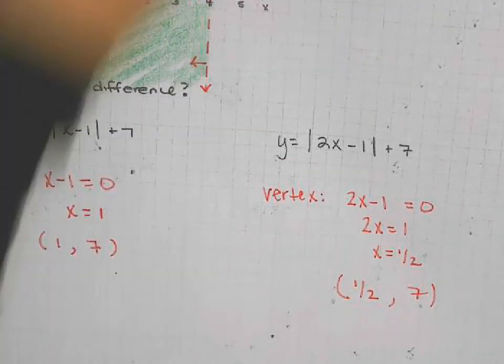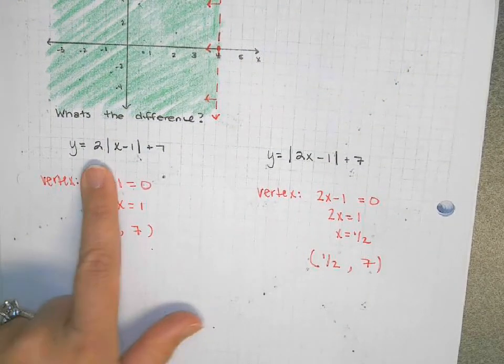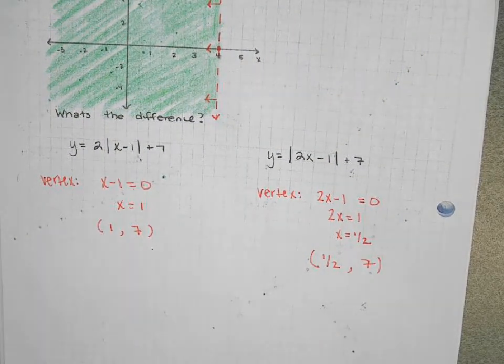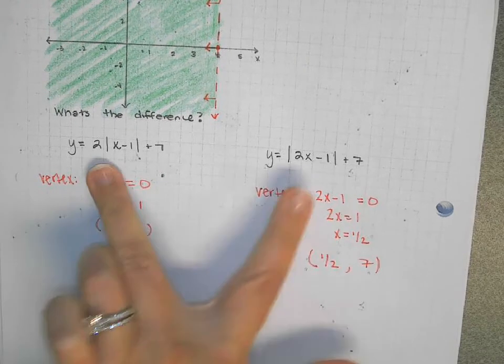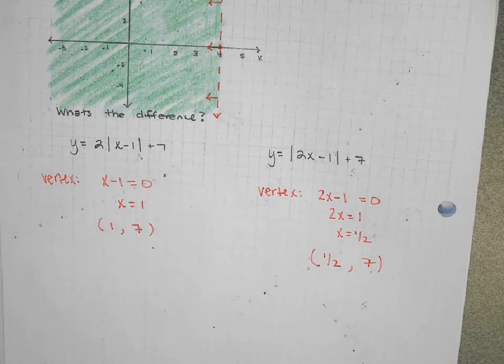Okay? So if that 2 is on the inside, it's going to affect your vertex, whereas if it's on the outside, it doesn't affect your vertex, because you set the inside equal to 0 to find the vertex of your V graph. If you have absolute values, you know your overall graph has to be a V or the mountaintop, the upside down V. How would it be an upside down V? If there was a negative out front of the absolute value bars. Okay?